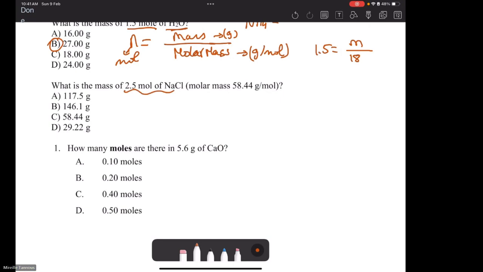Again, what is the mass of 2.5 moles of NaCl? 2.5 mole equals the mass over the molar mass. Here in this question, they gave us the molar mass. So they saved the time. Instead of asking us to calculate the molar mass, it's given. So 2.5 times 58.44, and that is 146.1 gram.